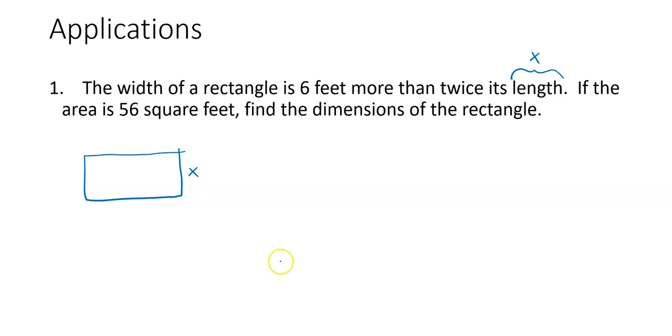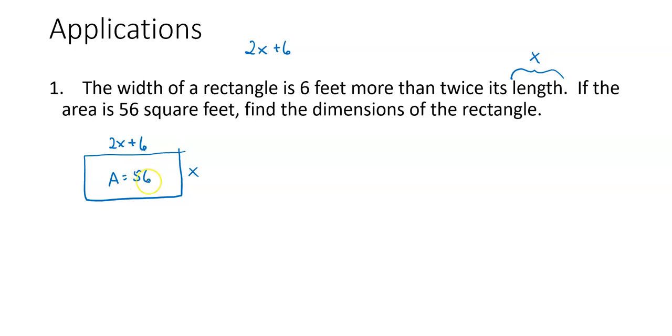So there's its length. It says the width is 6 feet more than twice its length. So there's twice its length, and there's 6 feet more than twice its length. It tells me the area is 56 square feet.